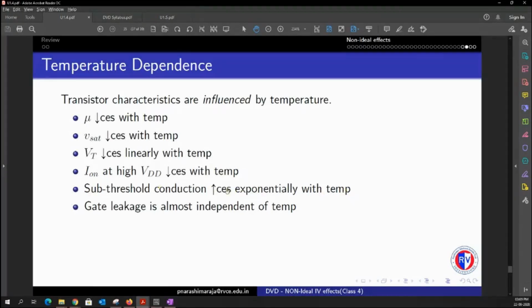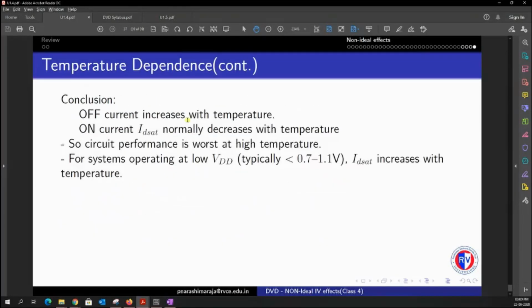So you see everything happens in the opposite direction. We want higher mobility to make the switch on and off very fast, and we want the threshold voltage of the transistor to be much higher so that we can set some sort of switching voltages. That again gets reduced, and we don't want the subthreshold conduction current to exist at all, but unfortunately, when the temperature rises, it increases exponentially. The one good thing is that the gate leakage is independent of the temperature because of the tunneling effect. So these are the side effects that we have.